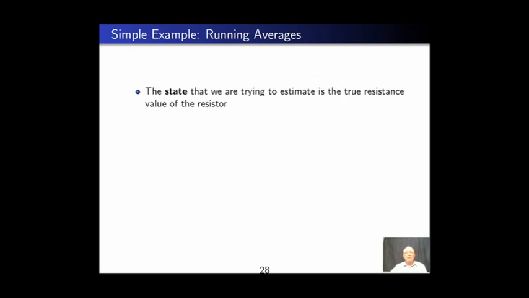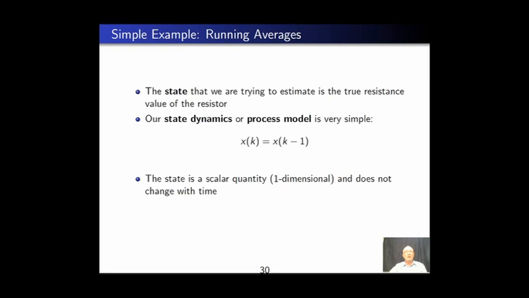So let's review some terminology here. The state that we are trying to estimate is the true resistance value of the resistor. So our state dynamics model is, of course, very simple since it doesn't change over time. The true state at time k is going to be the same as the state was at time k minus 1. We also note that we're dealing with a scalar quantity. There's no vectors or matrices here, and that's done on purpose to keep it simple.